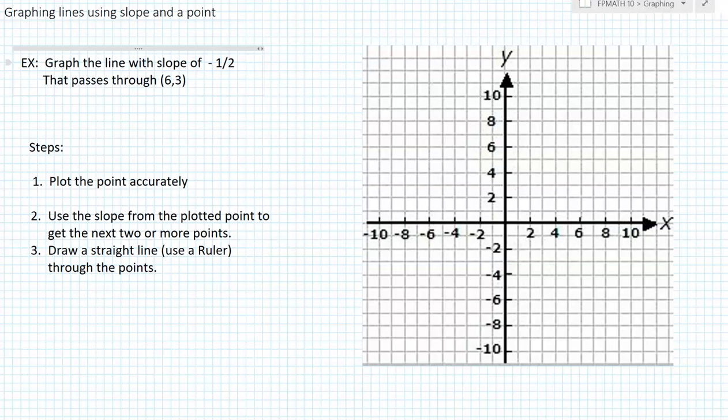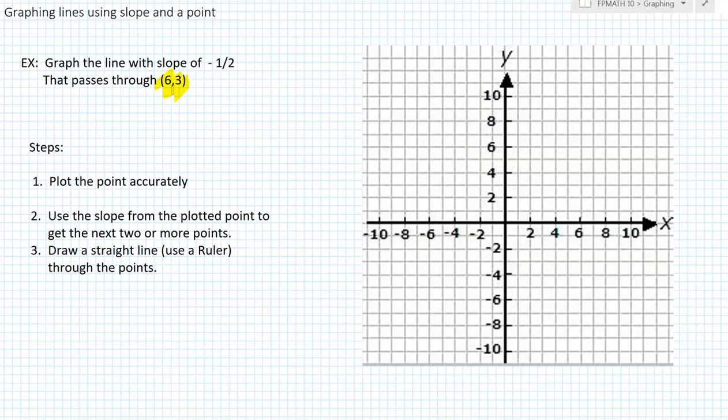As an example, graph a line with a slope of -1/2 that passes through (6, 3). I put down the steps. Step 1 is very important: you've got to plot this coordinate (6, 3) very accurately. Where is that?